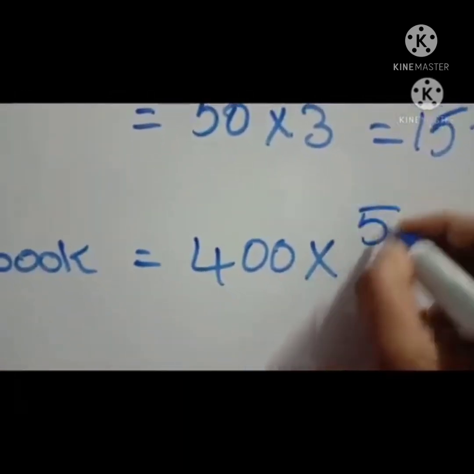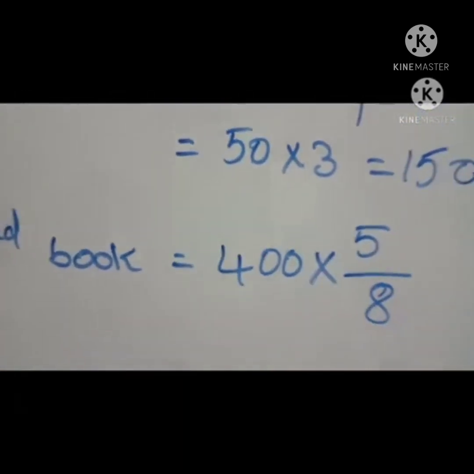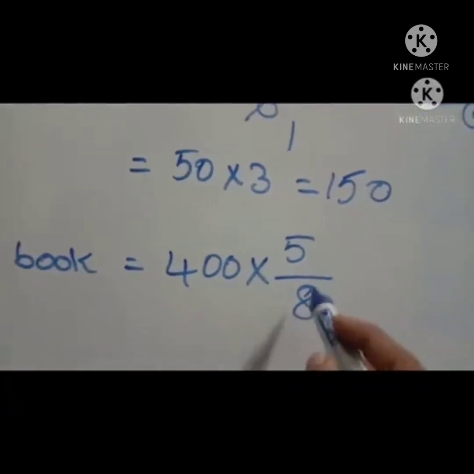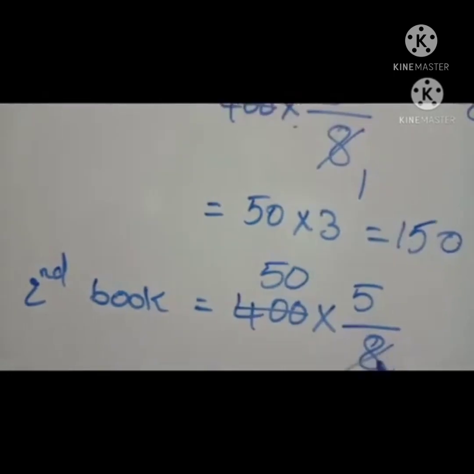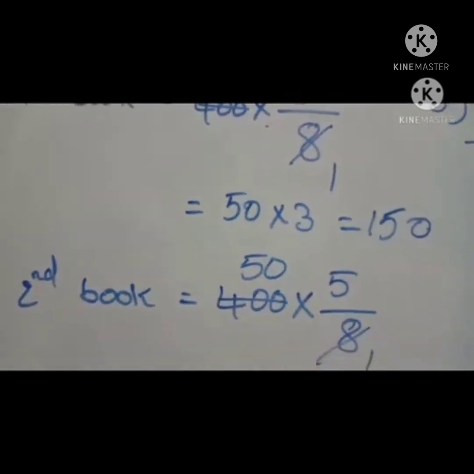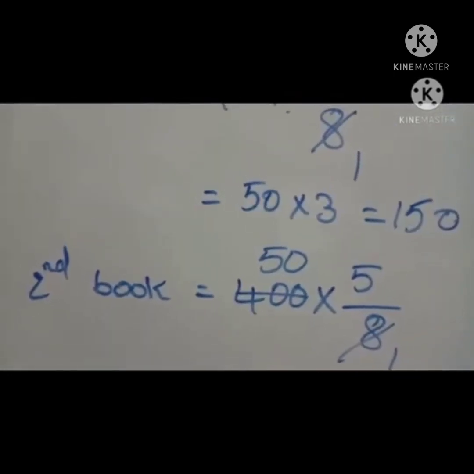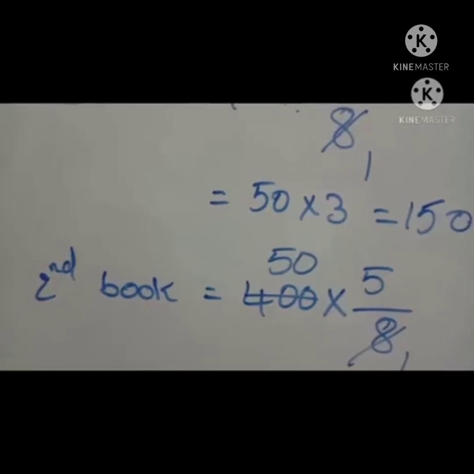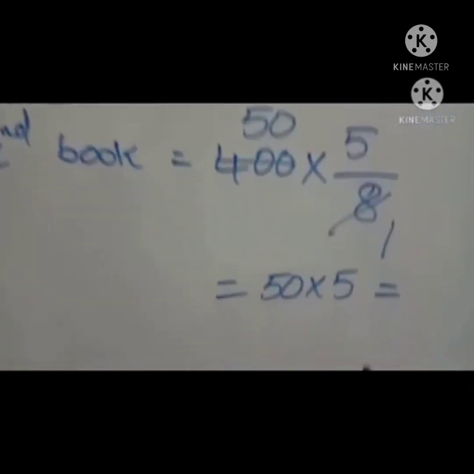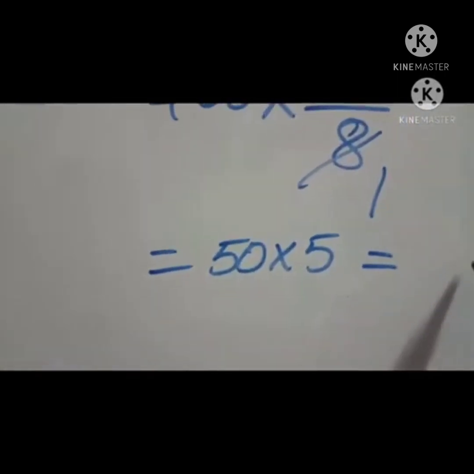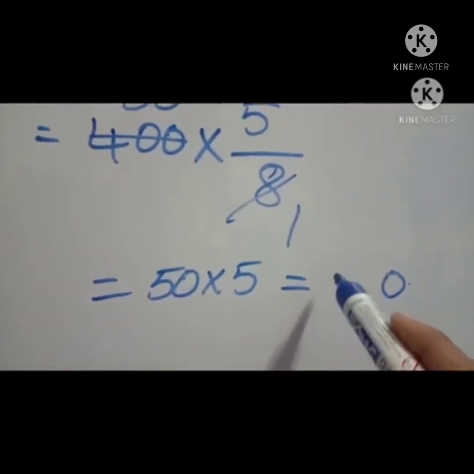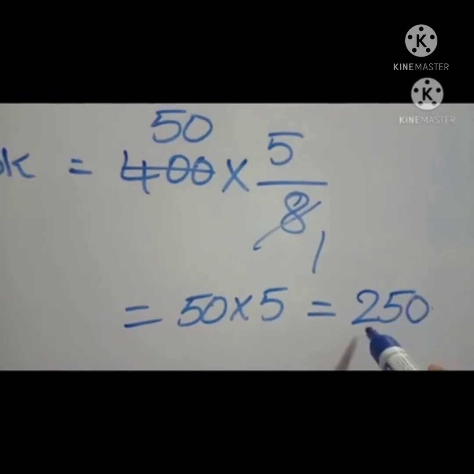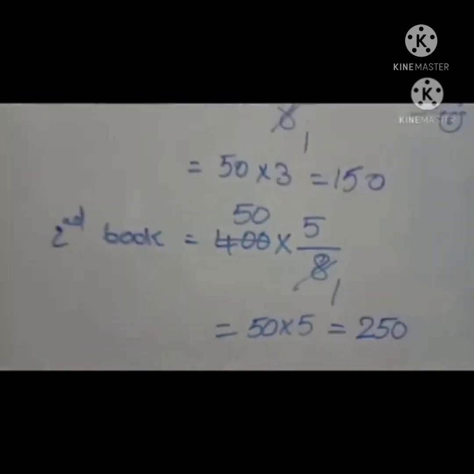5 by 8. We already know the cancellation here. 1 and here 50. This won't change, dear, only the multiplication changes with it. So here 50 into 5. 50 into 5. 5 zeros are 0. And next 5 5s are 25. This is the cost of the second book.